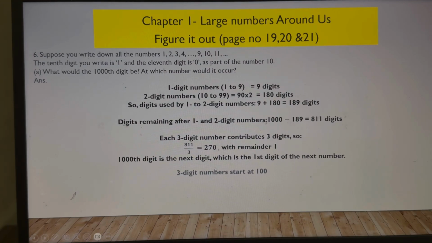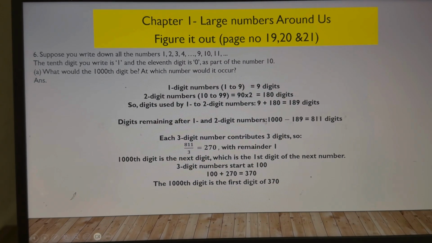The lowest 3-digit number is 100, so we start with 100 and add 270 to it. So 100 plus 270 gives you 370. So 370 is the number, and in that the first digit, that is 3, will be our 1000th digit. So the answer is 3, which is a digit of the number 370, the 1000th digit.